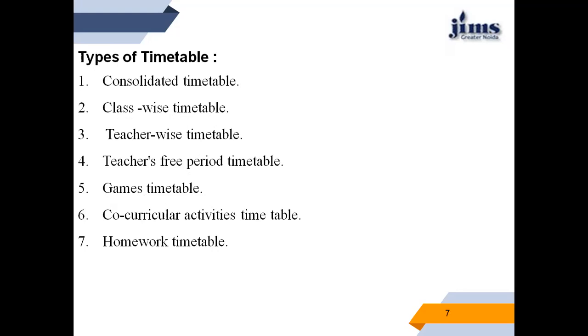The consolidated timetable. It is a combined timetable of all the classes in a school. A copy of this timetable is kept in the principal's office as well as in the staff room. Class-wise timetable. A copy of this is kept in the concerned class as well as it is with the class teacher and in the principal's office. In some schools, class-wise timetable is put up also on the main notice board, so that everyone can view.